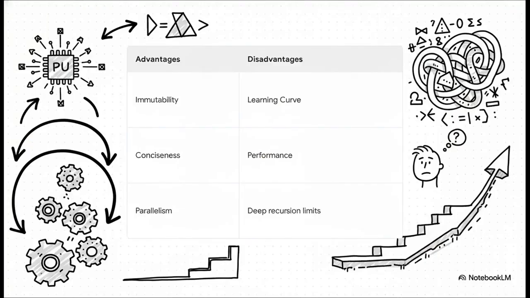Now, because of this pure approach, the lack of shared mutable state makes this paradigm amazing for running code in parallel. You can literally have multiple processors working at the exact same time because they aren't accidentally overwriting each other's data. That said, the abstract, heavily mathematical nature of it can definitely mean a steeper learning curve for beginners who are more used to step-by-step logic.